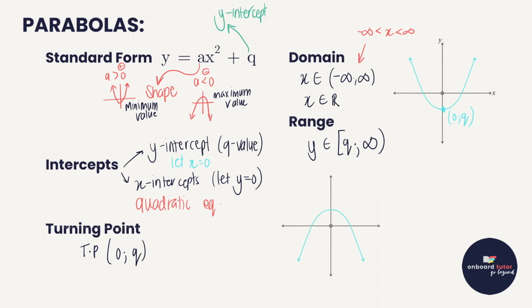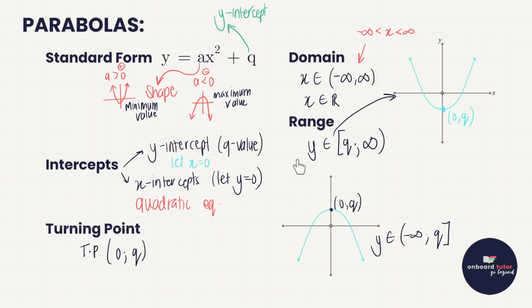Okay, if we had a look at a maximum value parabola like this one here, this sad one, then the range is going to be slightly different. Okay, the turning point is now the maximum here. So 0 and q are the coordinates of this turning point. So if we were to write down the range here, y is an element. Remember, it's always from smallest to biggest. So smallest is going all the way down to minus infinity, and then up to the maximum point, which is the turning point.